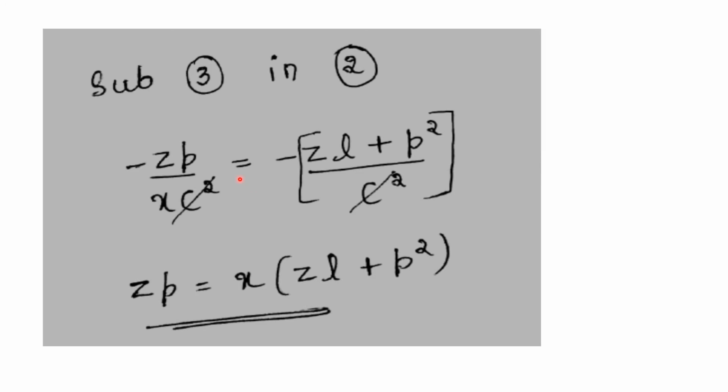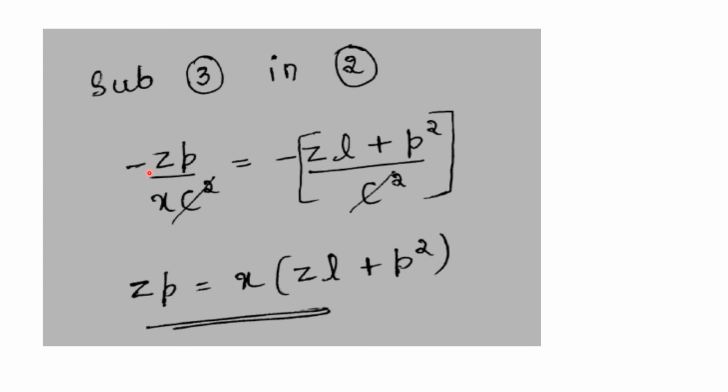Therefore, substituting 3 in equation 2. Okay, you have to substitute 3 in equation 2. What do you get when you substitute 3 in equation 2? You get minus zp by xc square is equal to minus of zl plus p square by c square. What gets cancelled here? C square will get cancelled here. So what will remain? That will be your final answer.